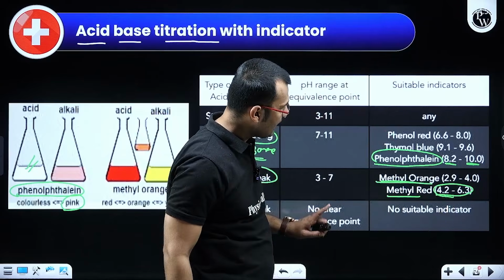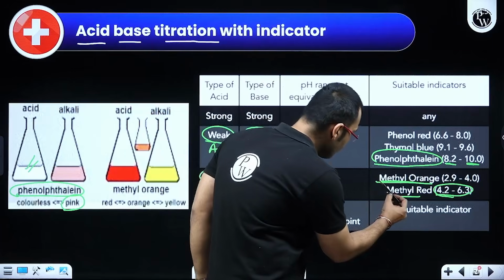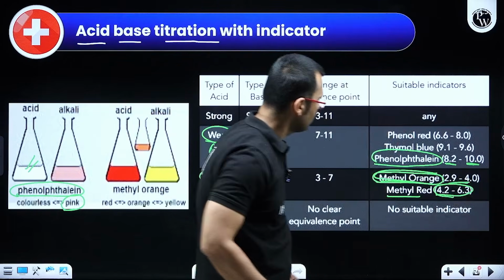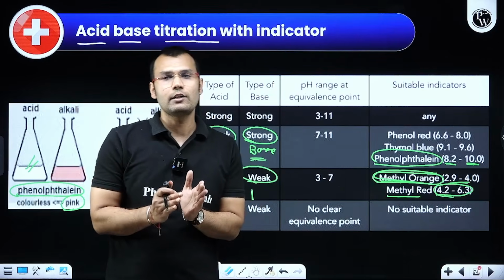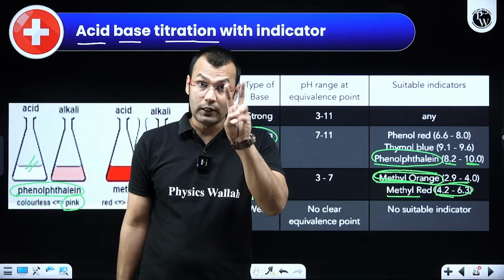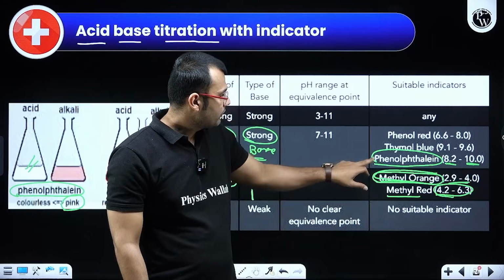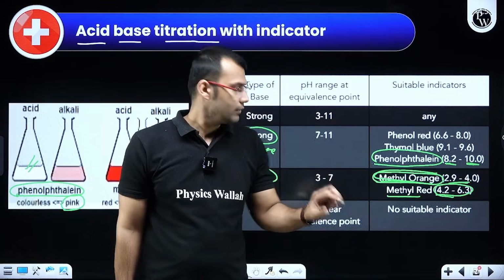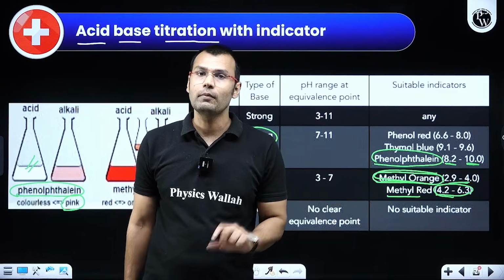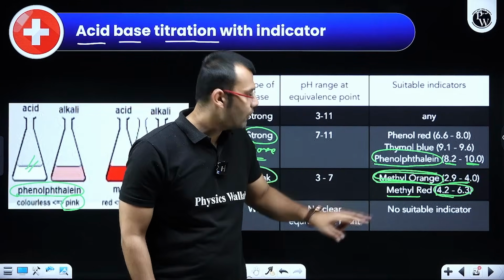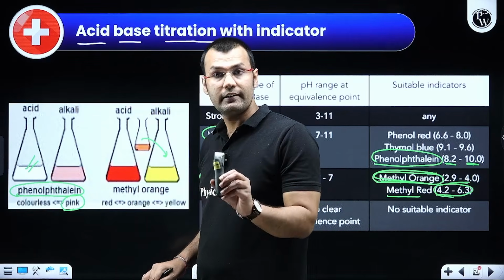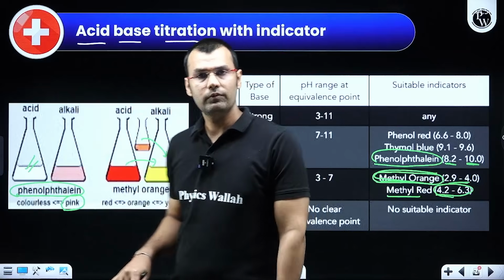So out of methyl red and methyl orange, for you people, methyl orange is more important, whose pH range is 3 to 4. Means in the pH range of 3 to 4, it will change its color. So phenolphthalein and methyl orange, these two you need to remember, right? Phenolphthalein acts in basic range of pH and methyl orange acts in acidic range of pH. For phenolphthalein, color changes from colorless to pink, and for methyl orange, it is sometimes orange to yellow, the color shift we say, and sometimes we say red to yellow, right?